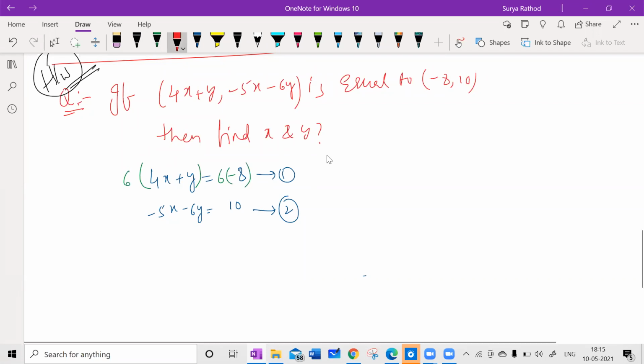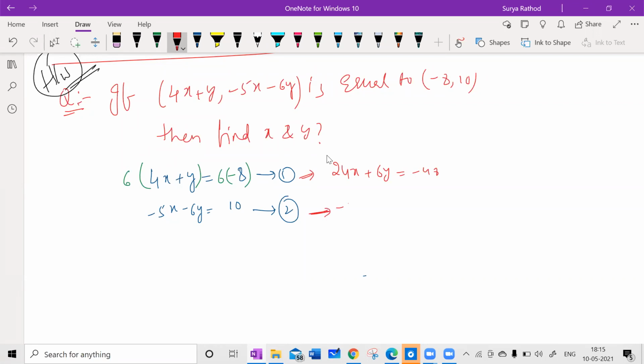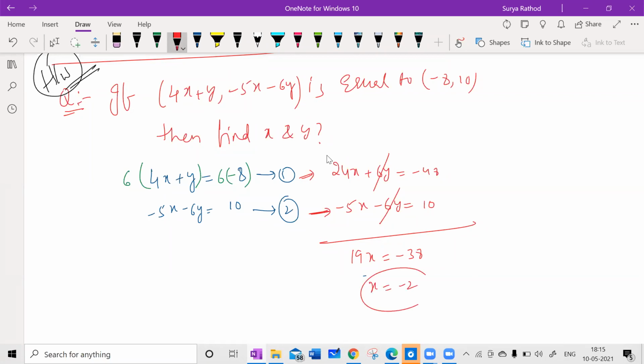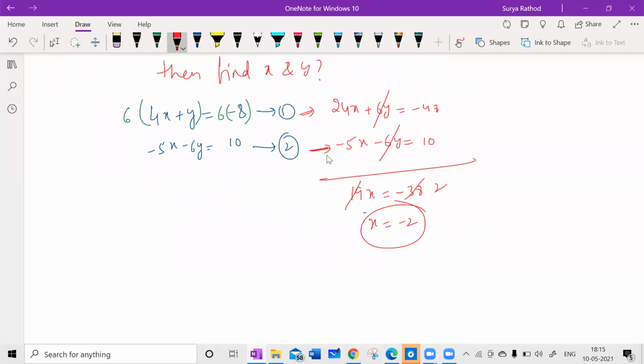what will be my first equation now? 24x plus 6y is equal to 48. What is going to be the second equation? Let it be the same: 5x minus 6y. If you solve this, plus 6y and minus 6y will get cancelled. So 24 plus 5 is going to be 29x. 29x is equal to minus 58. So what is x now? 58 upon 29 is equal to minus 2. x is equal to minus 2 and y is equal to 0.